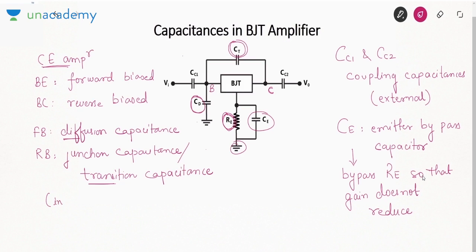So these capacitances are internal to the BJT, whereas these three capacitances CC1, CC2 and CE, these are external capacitances that we have connected in the amplifier. So overall what you can say is there are 5 capacitances in the BJT, 3 are connected externally and 2 are developed internally.